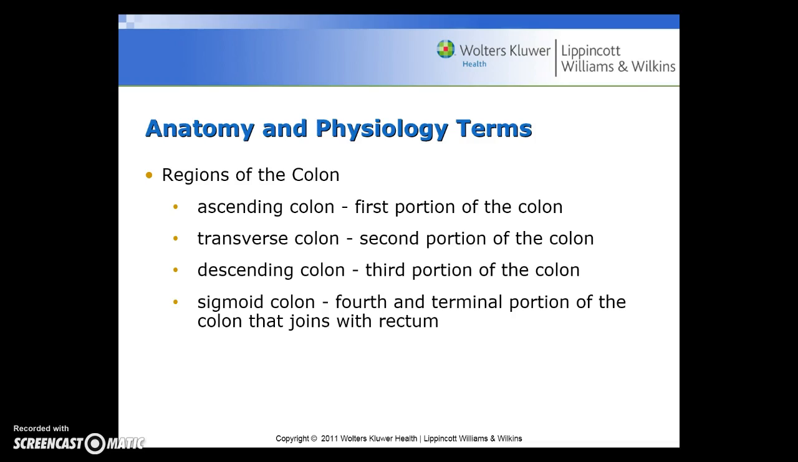Regions of the colon: the ascending colon, which is the first part of the colon, goes up; the transverse colon, the second portion of the colon, goes across; and the descending colon, the third portion of the colon, goes down. And the sigmoid colon is the fourth and terminal portion of the colon that joins with the rectum.